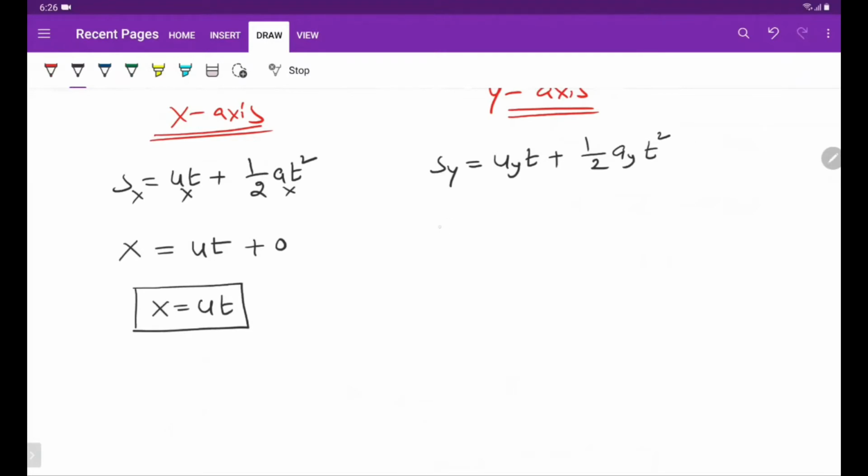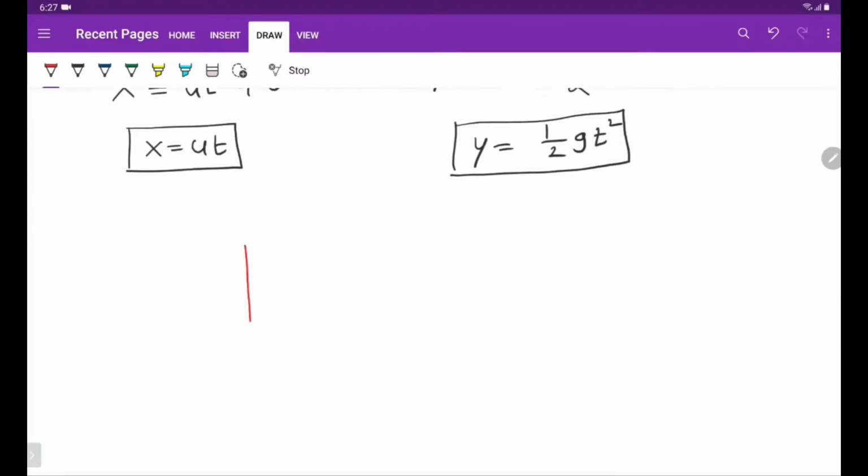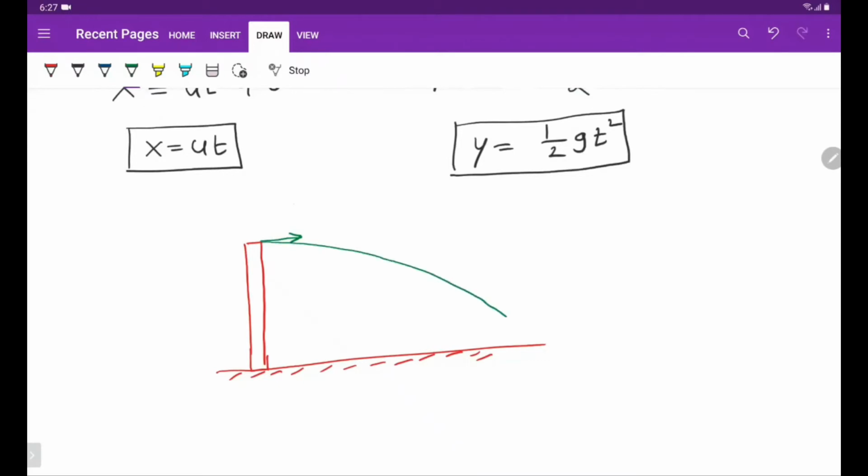This is the x coordinate of the particle. Similarly sy is y. Y is always positive because downward direction is positive. So uy is 0, and ay is plus g, downward direction is positive. So y is equal to half gt square. See, we can also find its coordinates. In this situation, we projected this particle from the top of the tower. So the particle is following this path. Finally, it will fall on the ground.